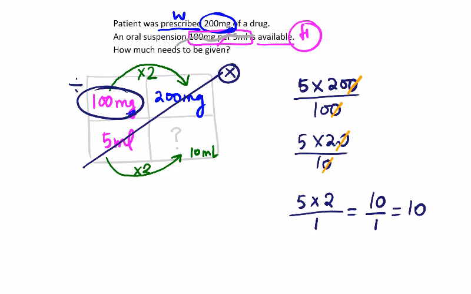So then we look back into the box. This is the question mark that should match with what's on the left. So our answer is 10 mils, which matches exactly with our mental calculation.